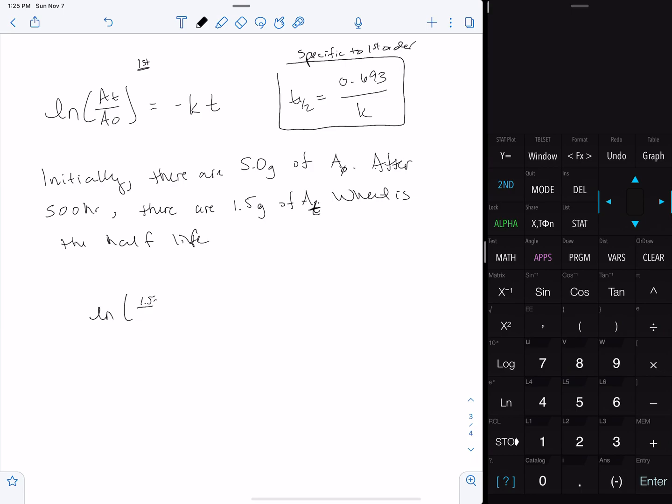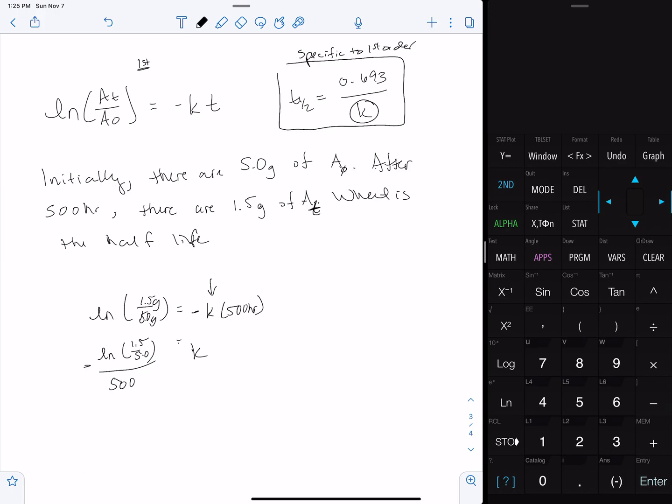So we just put 1.5 grams over 5.0 grams equals negative k times, and then we know t is 500 hours. And so we can solve for k, and the reason we're solving for k is then we're going to plug it into this and solve for t1/2. So I'm going to go ahead and write it as ln of 1.5 over 5.0 divided by 500 equals, and I'm going to bring the negative over here, k.